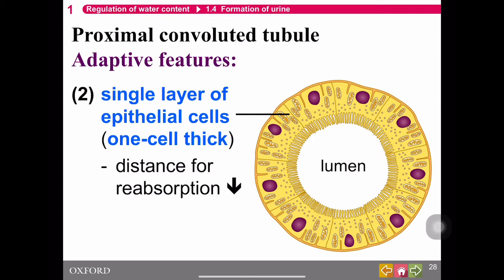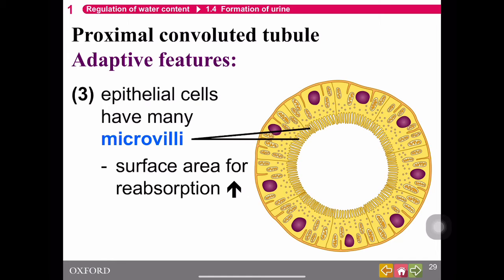Okay, second, if you cut a cross section in the tubule, you can see the wall of the proximal convoluted tubule is only made up of a single layer of cells, a single layer of epithelial cells. So it will shorten the distance for reabsorption.